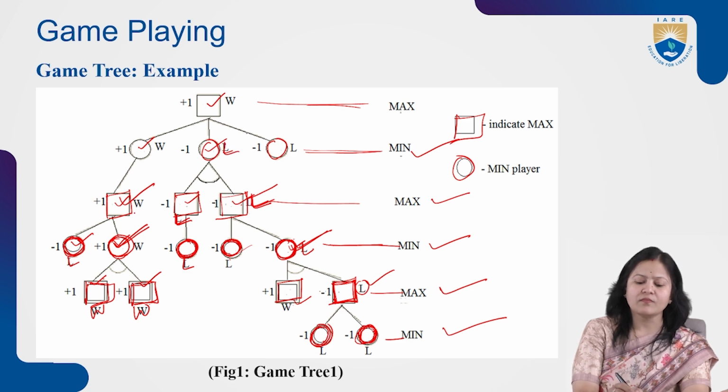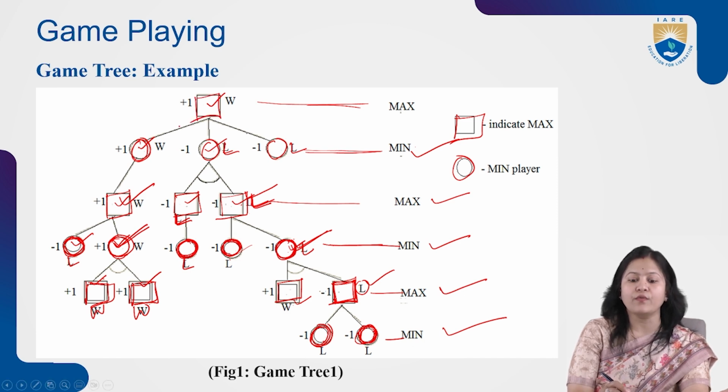Now here it is W, definitely the successor, the parent node, the non-leaf node which is present in the min layer, it would be W. Now this L is already given. Now we can find out the status of the root node which is in the max layer. So if any one of the successors is W, as it is W, definitely the status would be W.